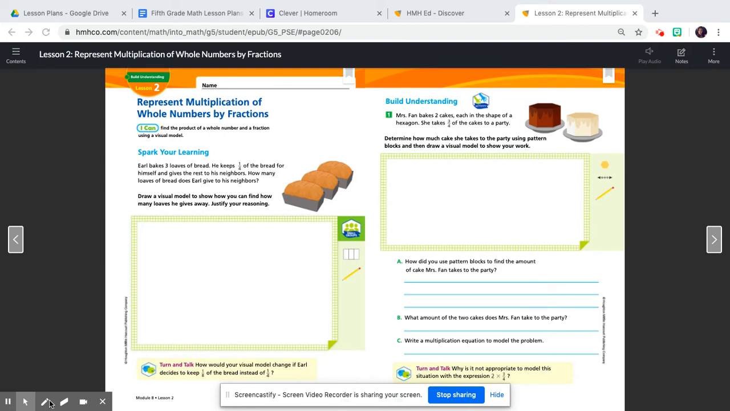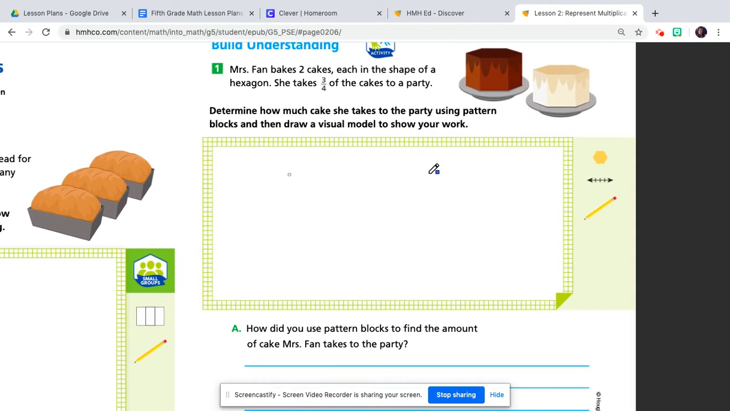It says that Mrs. Fan bakes 2 cakes, each in the shape of a hexagon. Okay, I'm going to zoom in over here a little bit. She takes 3/4 of the cakes to a party. All right, so that was important. I have 2 cakes, and she takes 3/4 to a party. And I also note that the shape is a hexagon. That's kind of important, but I'll underline it.